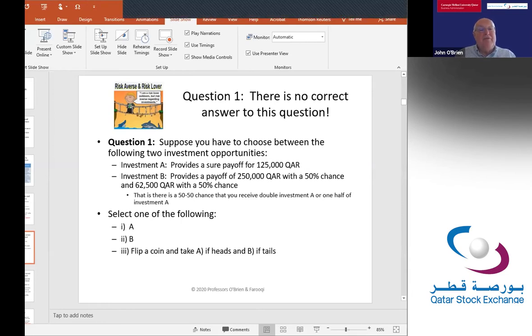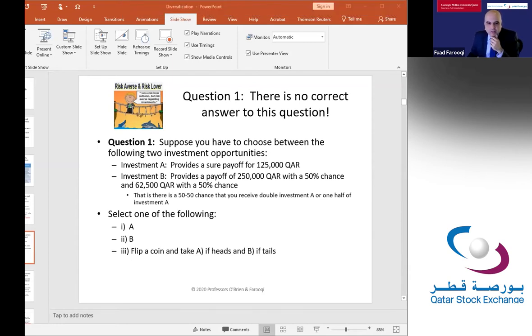So investment A provides a sure payoff of 125,000 riyals. Investment B has a 50-50 payoff of either 250,000, that's double the 125 with 50% chance, or half of the 125 with 50% chance, 62,500. I think we've reached a stable point now. It's around 44% said investment A, 47% prefer investment B, and 8% are going with flip a coin.